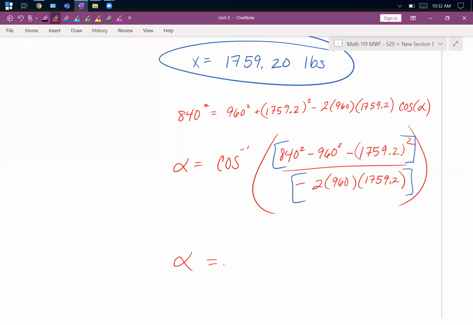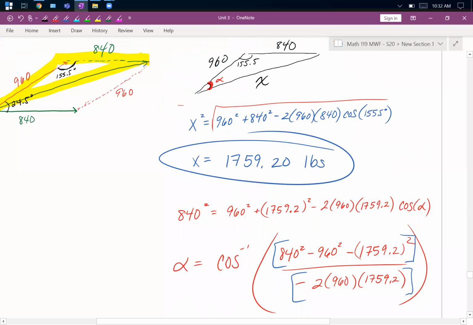Anybody get an answer? 11.42. Anybody else get that? Yeah. All right, so to get the equilibrium, we need to be traveling in the opposite direction.